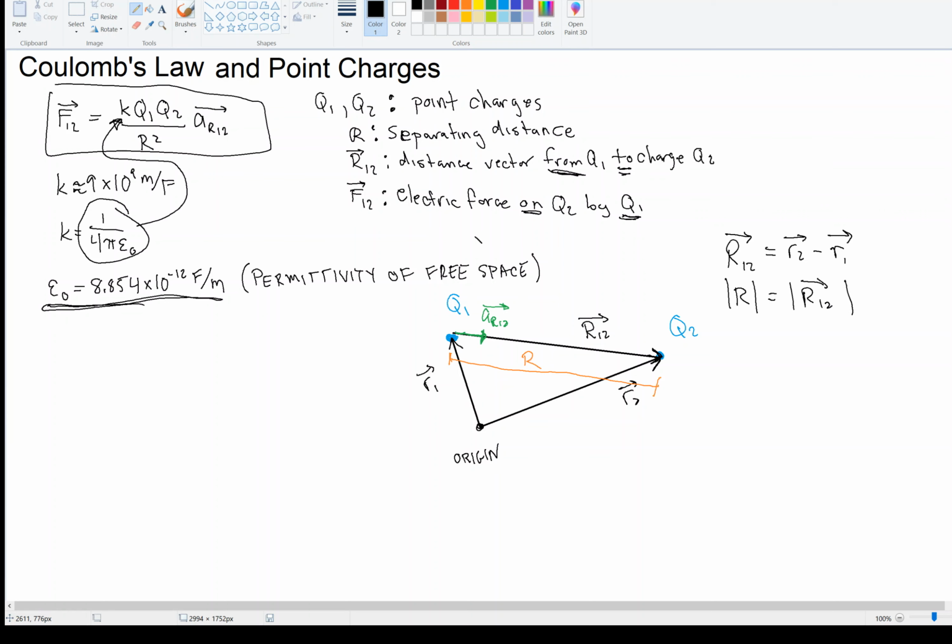All right, and then I also want to point out a unit vector. Remember how we got unit vectors? We took the vector and we divided it by its length. So if we wanted a unit vector in the direction R12, we would take the vector R12 divided by its length. That gives us a unit vector.